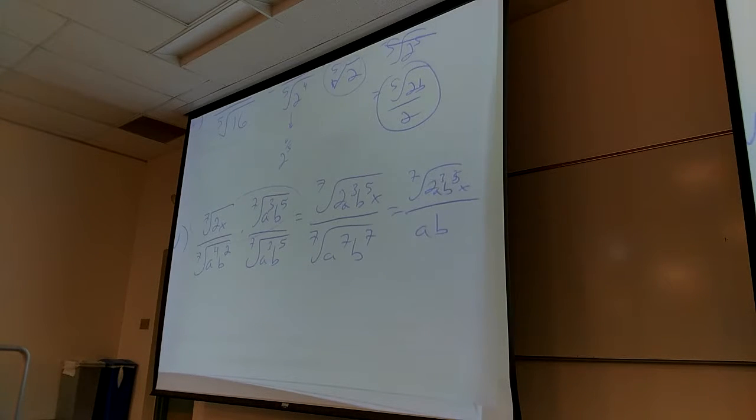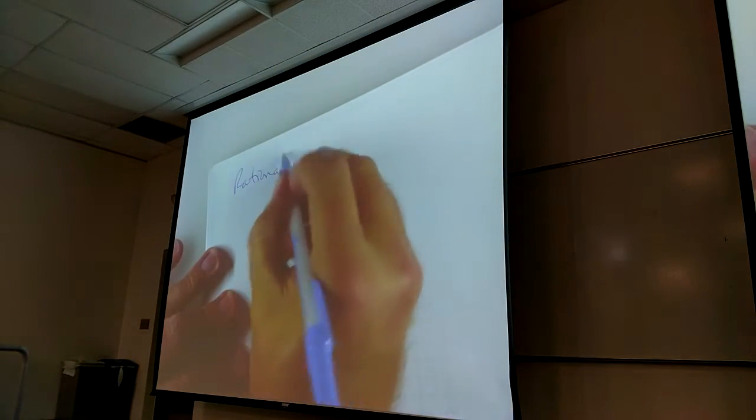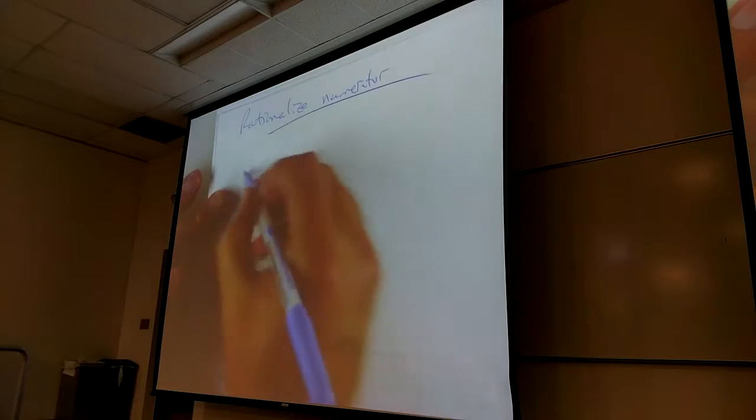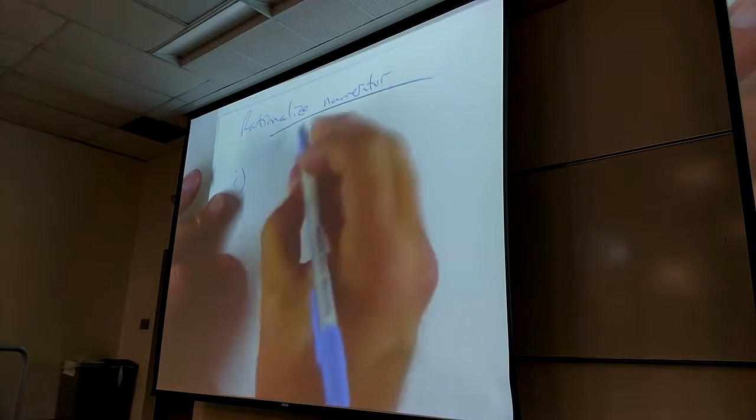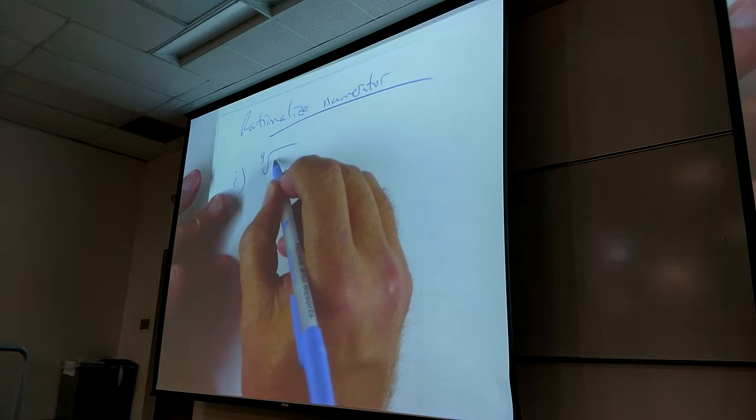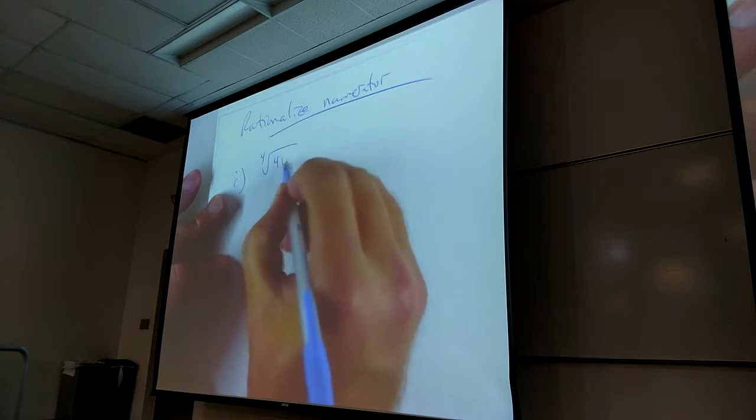Now, if the instructions say rationalize the numerator, you do everything we just did, but then you focus on the top. It's the same work. So, just to do one of those, just in case. If I said rationalize the numerator, and I've got, let's do something a little bit different here. 4th root of, what you got, Jeff? 4b7.